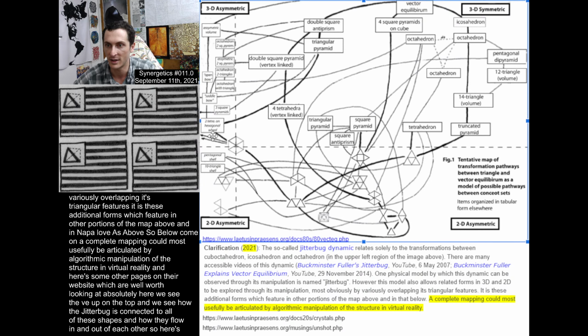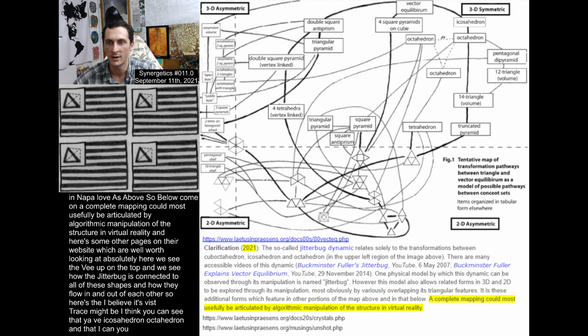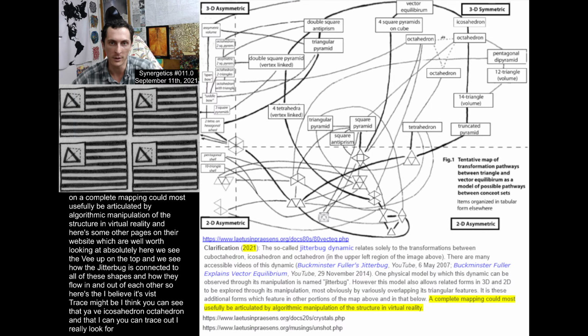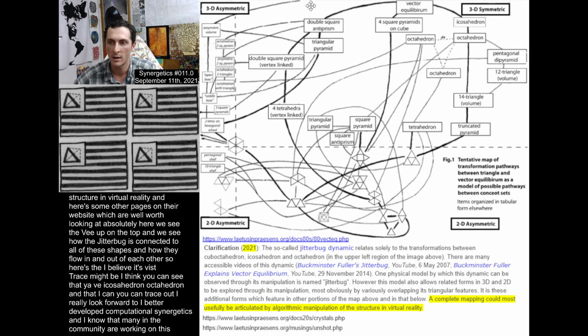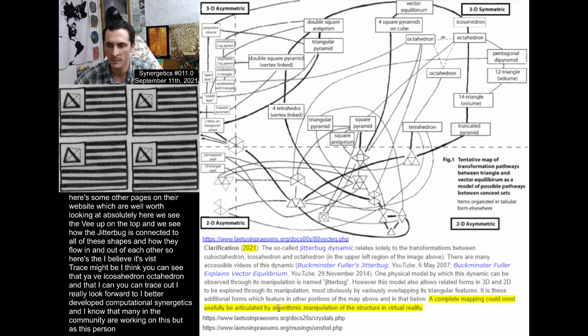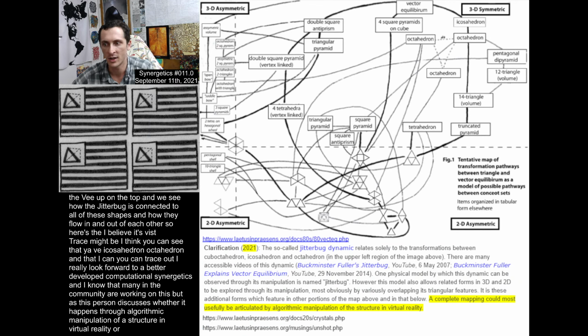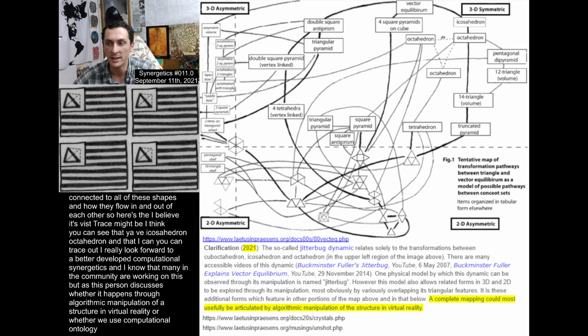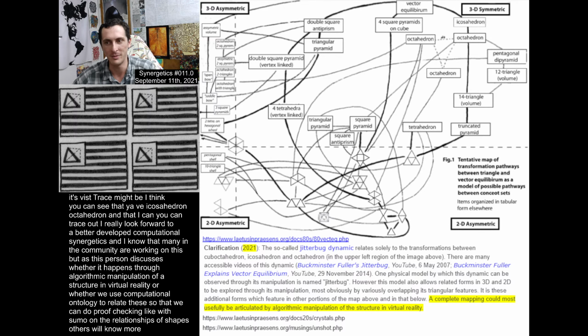So here's, I believe, this trace. I think you can see that. Yeah. VE, icosahedron, octahedron, and then you can trace out. I really look forward to a better developed computational synergetics. And I know that many in the community are working on this, but as this person discusses, whether it happens through algorithmic manipulation of the structure in virtual reality, or whether we use computational ontology to relate these so that we can do proof checking, like with SUMO, on the relationships of shapes, others will know more and better than me for sure.